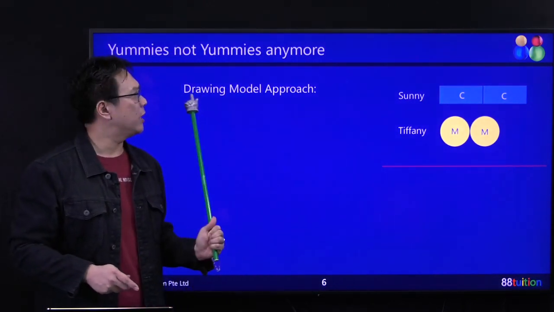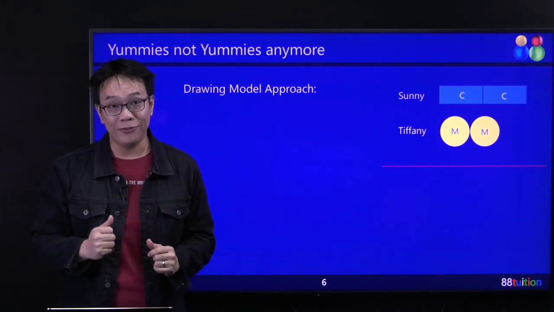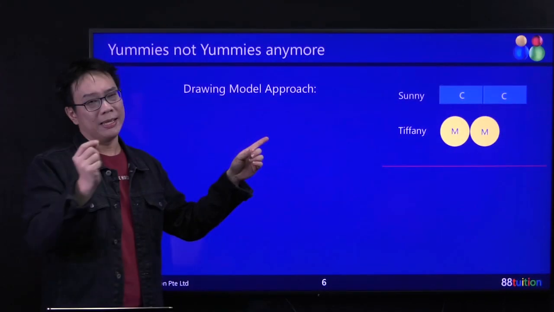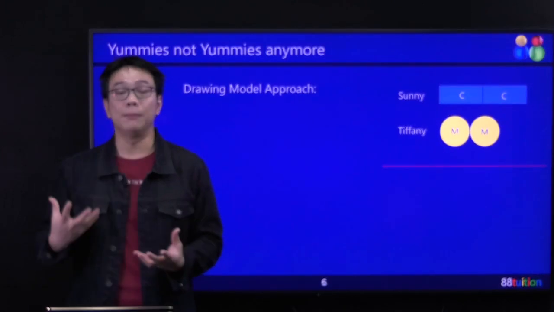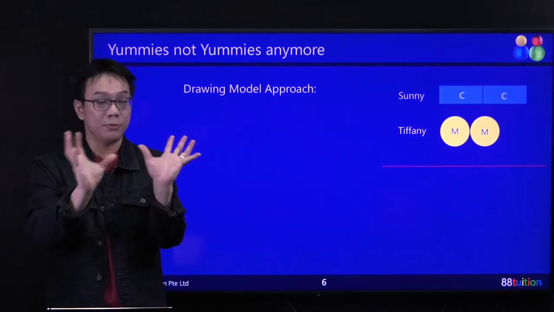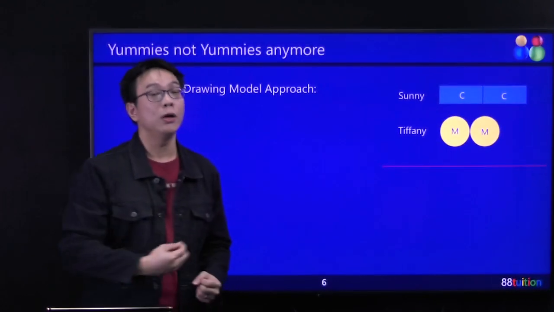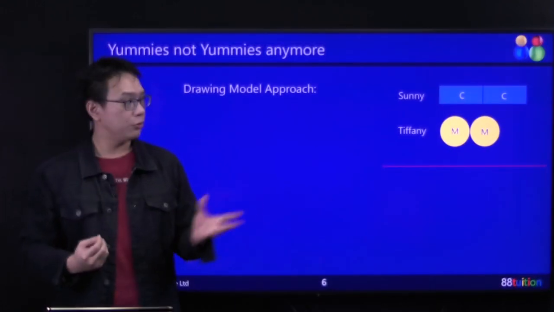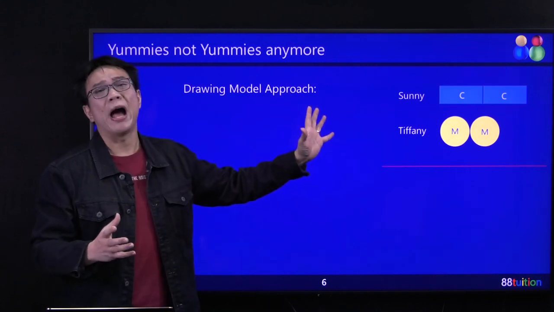And who says that a drawing model must always be rectangular blocks? You don't have to. You can draw them in circles, be a little bit more creative. The reason for drawing a model is ultimately for you to better understand the question, and from looking at the diagrams and the shapes of the models, you'll be able to figure out a way to do the question. So draw circles, draw triangles if you want. So what happened after they did their exchange?